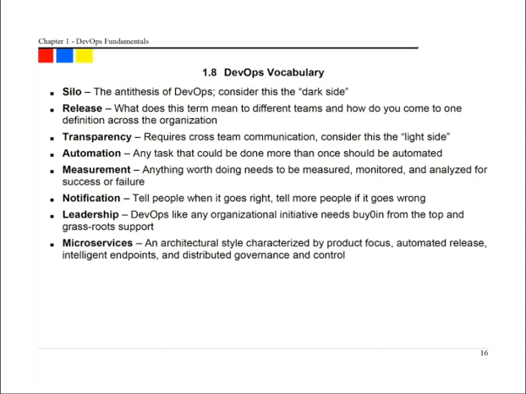Because remember that continuous flow process, removing friction, collaboration, shared accountability.